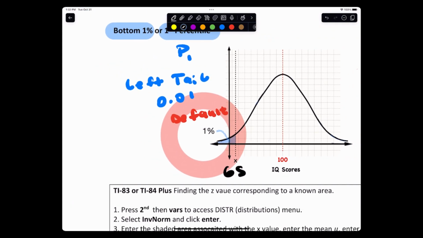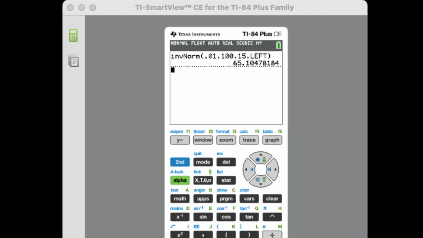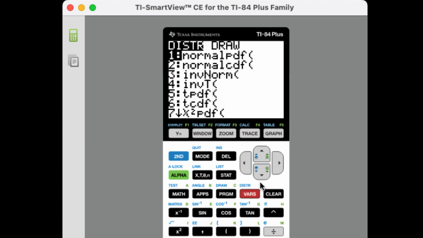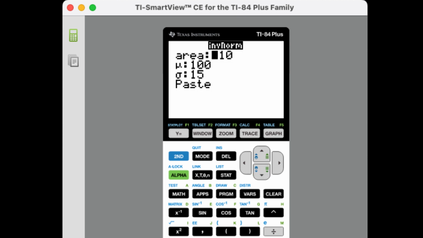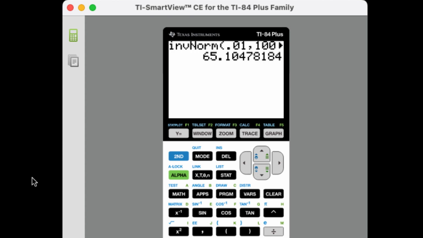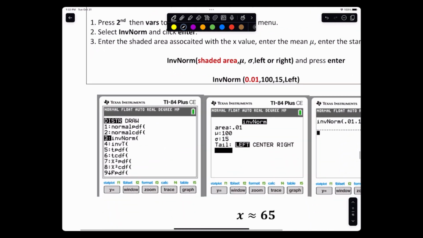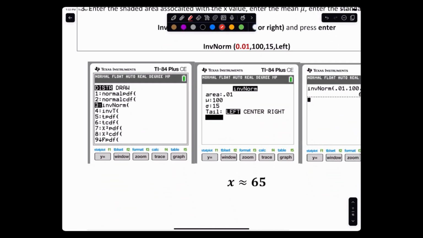Okay, and even if you said to me, I'd rather use the default, or that's my calculator. All right. Second distribution, inverse norm, 0.01. Paste that in, double check. Don't you get the same answer of 65? So remember, that's the default, and that's why I put here 65.